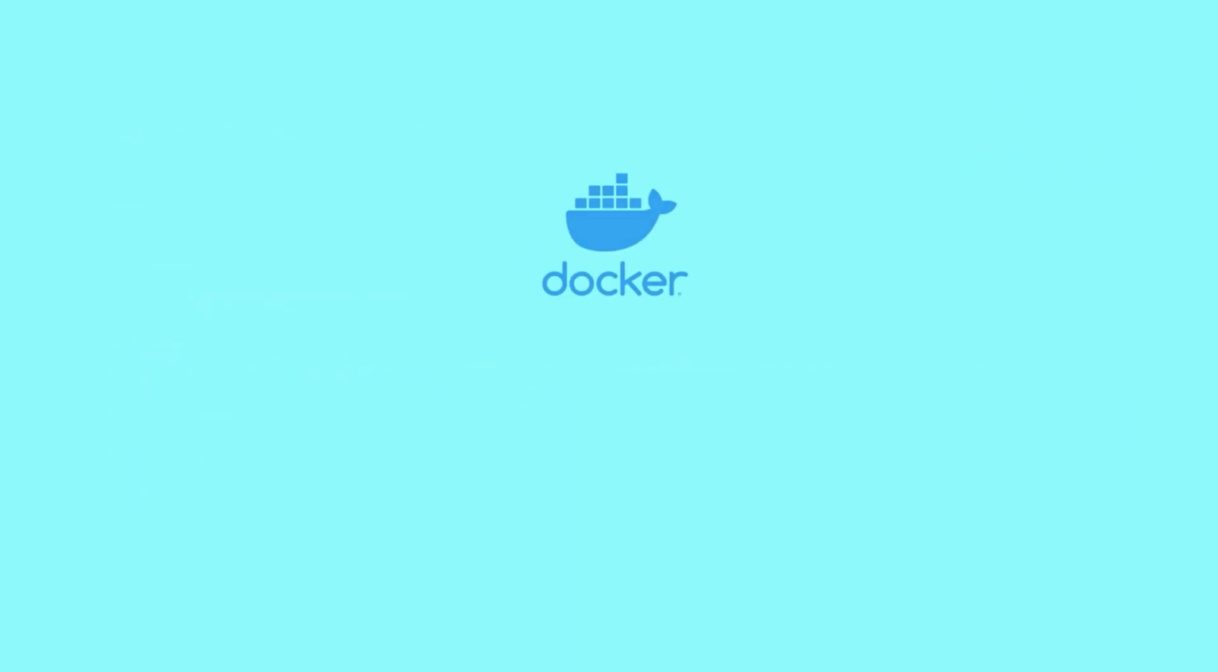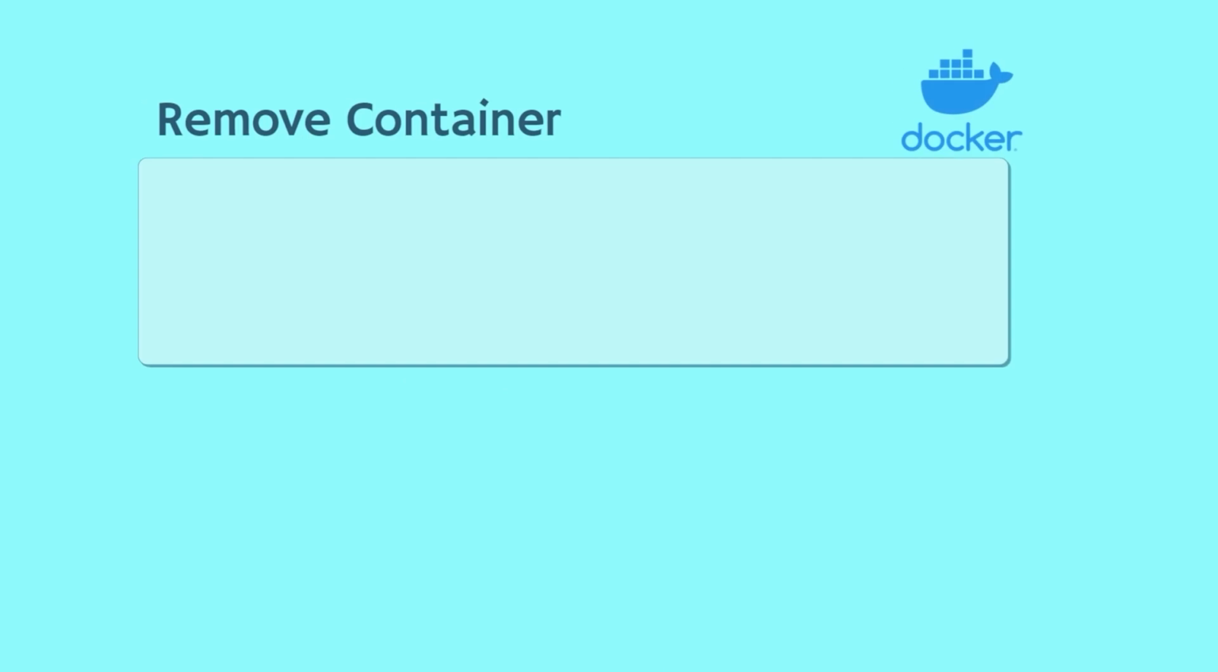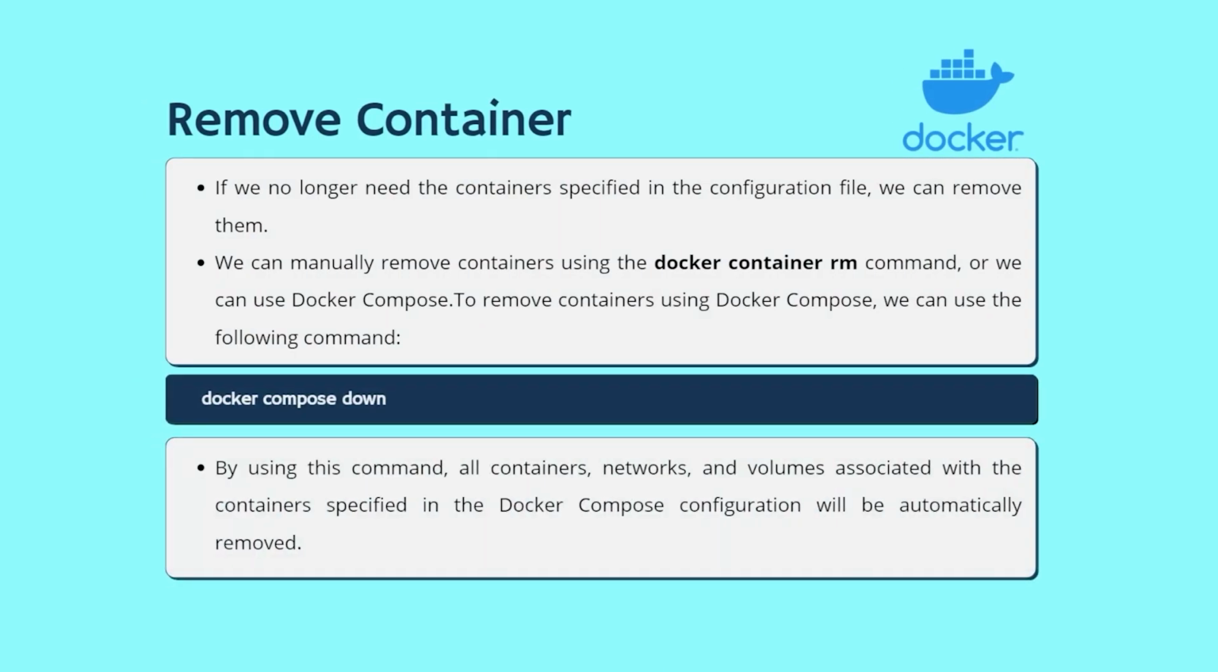Remove containers. If we no longer need the containers specified in the configuration file, we can remove them. We can manually remove containers using the docker container rm command, or we can use Docker Compose to remove containers. Using Docker Compose, we can use the following command: docker compose down. By using this command, all containers, networks, and volumes associated with the containers specified in the Docker Compose configuration will be automatically removed.